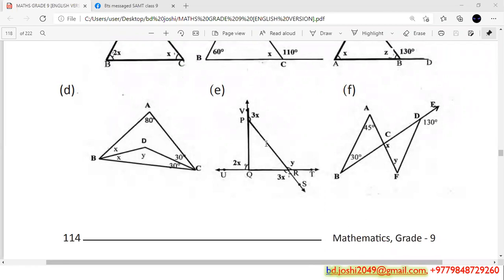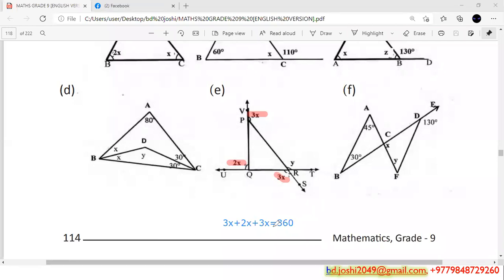Or there is another process that is easier than this one. We can write 3x plus 2x plus 3x is equal to 360 degrees. Look at this one. This 3x and this 2x as well as this 3x, their sum is 360 degrees.